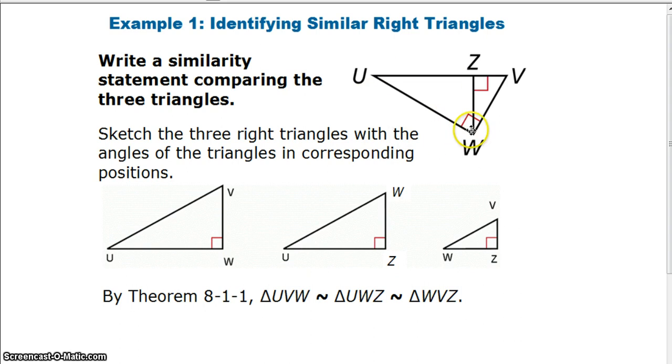Looking at the medium-sized triangle, where is the right angle? Up here, Z. So that has been rotated around and even reflected so that we can see the orientation of the angles. And the small triangle's right angle is Z. So here we have one way we could make this statement. UVW is similar to UWZ is similar to WVZ. Okay, as long as your angles correspond in this same way, you have a correct answer.